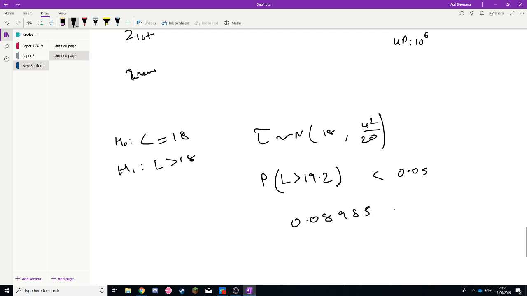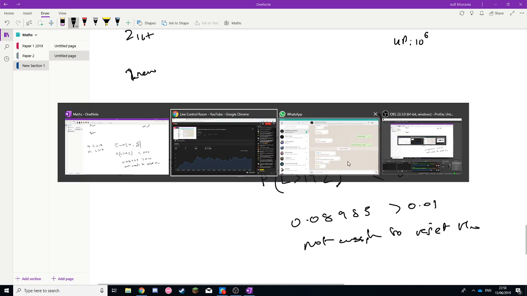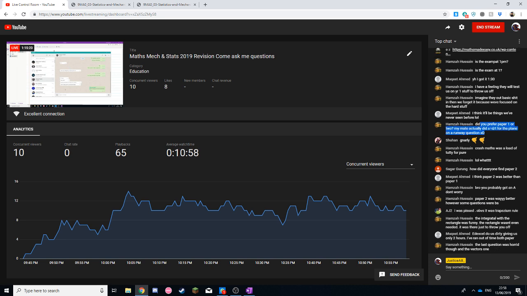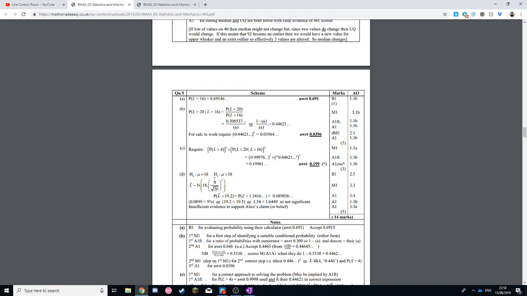0.08985. That is greater than 0.05, so there is not enough evidence to reject H naught. And you say the usual, that the mean of the battery is likely still 18. So let me check the mark scheme. Yeah, insufficient evidence, 0.08985. Yeah. Conclusion: 4 over root 20.